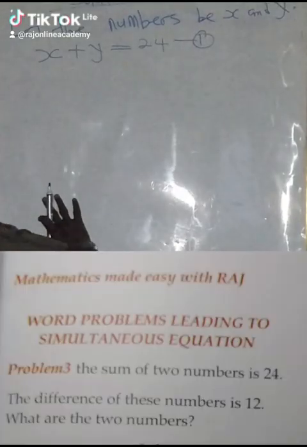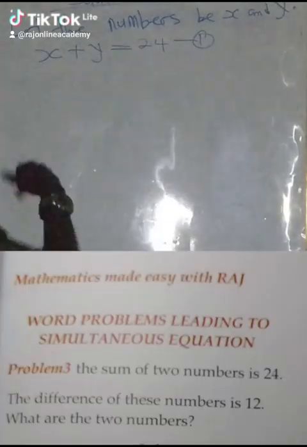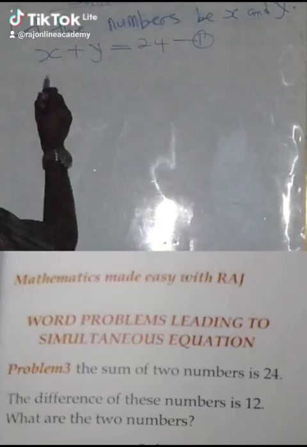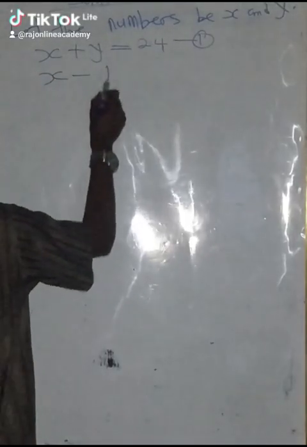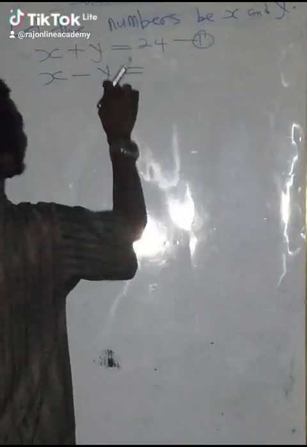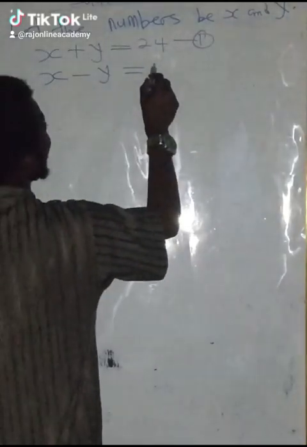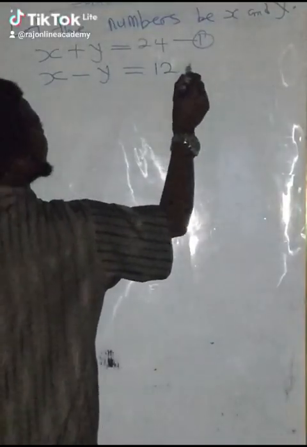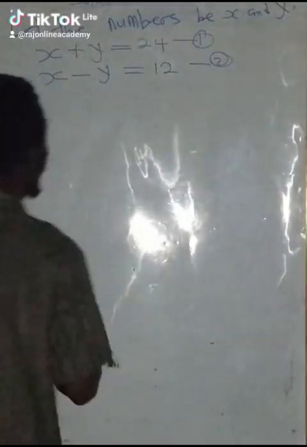Next, the difference of these numbers is 12. Difference in mathematics means we have to subtract, right? So X minus Y is equal to 12. The difference is 12. Now we have equation 2, right?